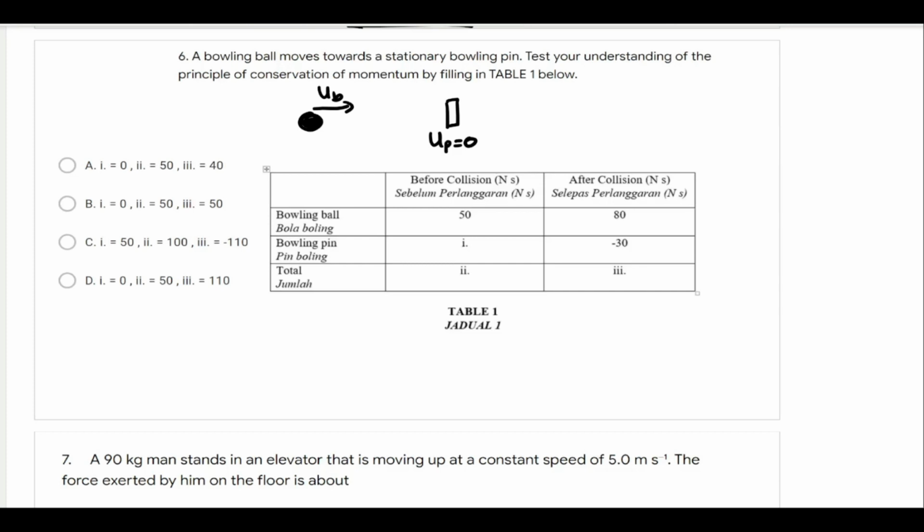Okay, jadi kalau kita tengok kat sini, kita tak perlukan calculation kan. Kita boleh nampak saja. Okay, for number 1, bowling pin ni before collision, sebab dia adalah at rest, so it should be 0. Okay, so kalau yang ni salah lah. So C memang dah salah. Sekarang tinggal A, B dan D. Okay, and then for the total, so before collision, total kita kena totalkan lah bowling ball dengan bowling pin. So 50 plus 0, so this one should be 50, and 80 plus negative 30, this one should be 50. Okay, so mana yang tepat? Okay, yang paling tepat adalah B. Okay, so simple saja yang ni.